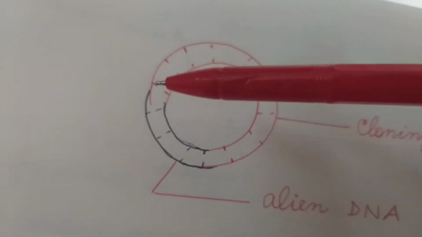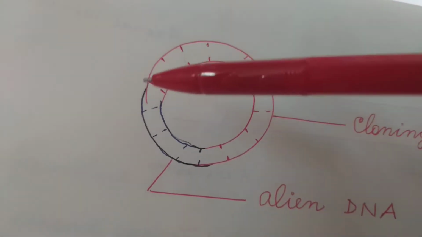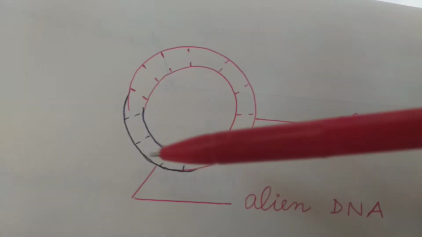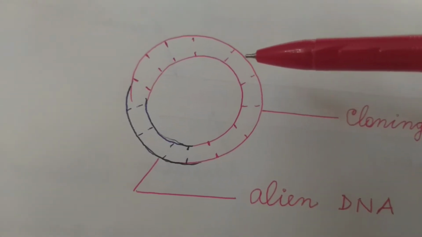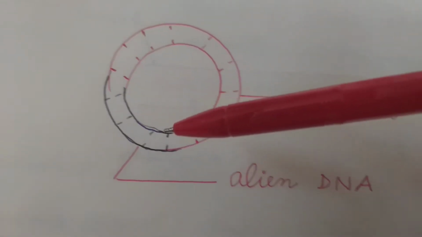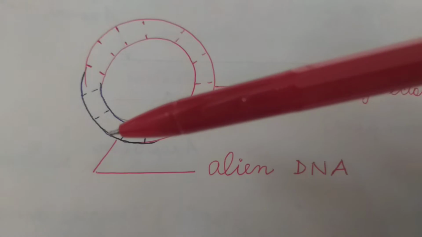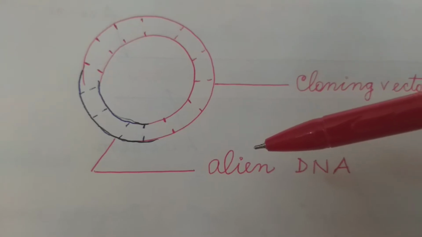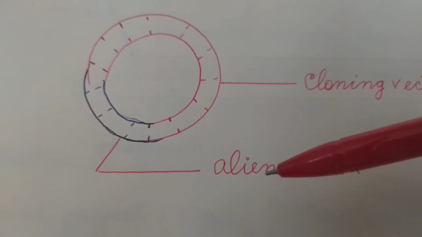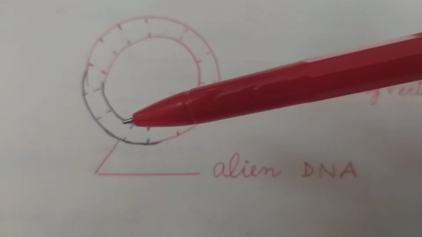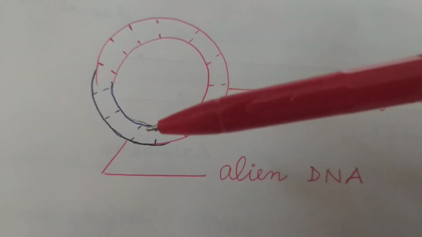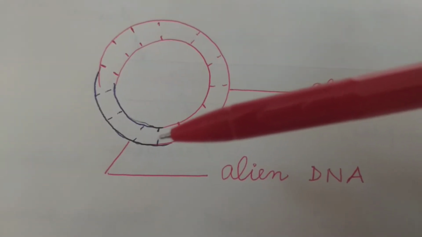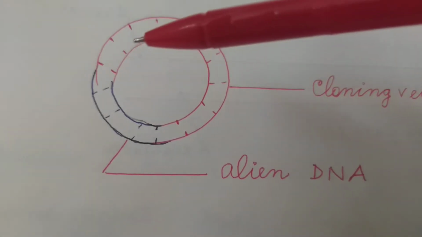So this is a vector DNA. This is a plasmid which is isolated from a bacterial cell. It serves as a vector. To this vector, we have linked a piece of alien DNA. This blue colored portion is a sequence of DNA, a foreign piece of DNA which has desirable genes. So we want to introduce this alien DNA into a host. So this is linked with a vector.